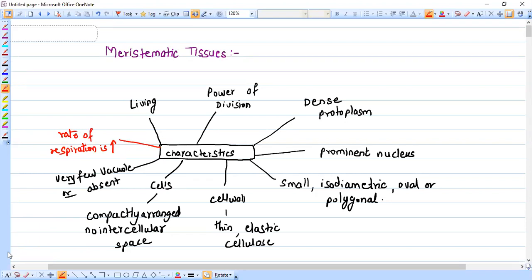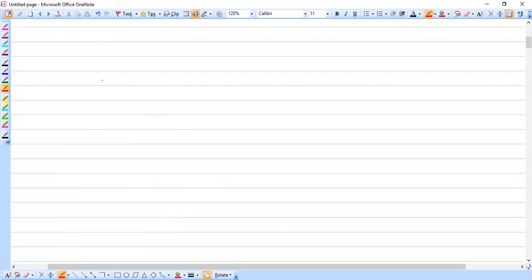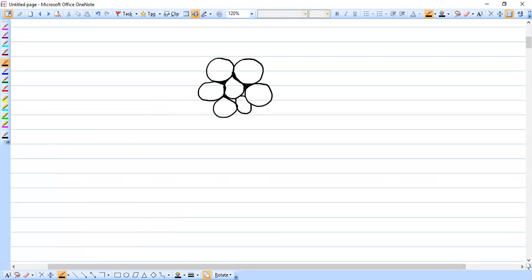So let me draw a diagram for meristematic tissues. First we will be drawing all these cells, most important. And you need to remember that these cells do not have any intercellular space. In between the cells you will not find any space. So these are all cells, and the cells do not have any intercellular space. There is no intercellular space present in meristematic tissues. So these are all the meristematic tissue cells.